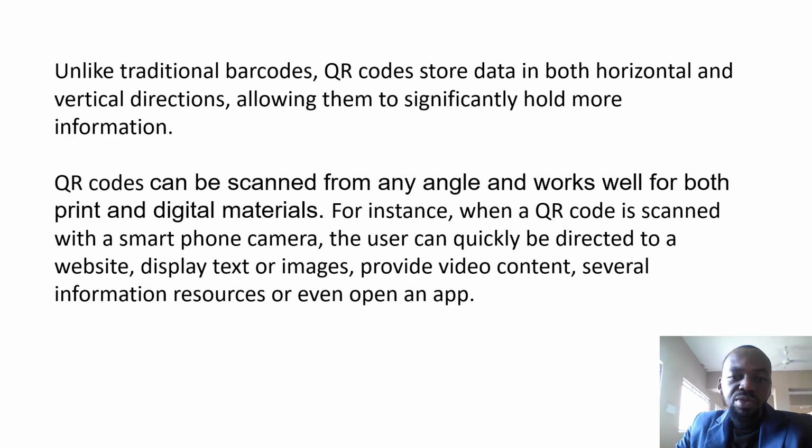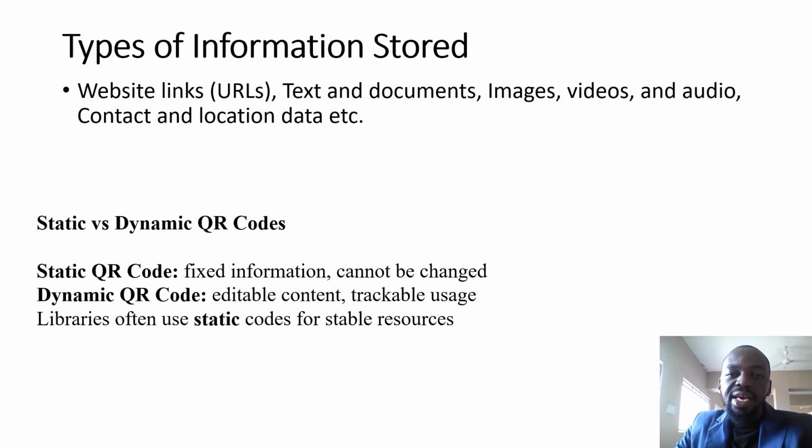What you just need is to set your smartphone camera, or you have a QR code scanner, and it displays the text or information or the content, could be video or anything that is embedded in it. Your QR code can store websites, URL links, text and documents, images, videos and audios, contacts, locations, many things.